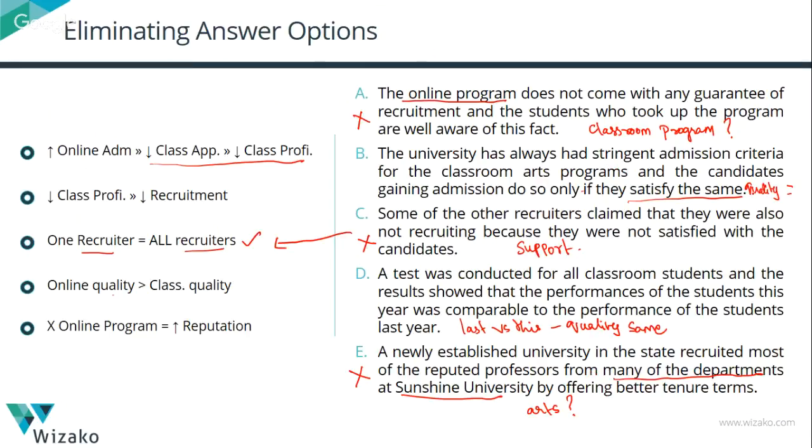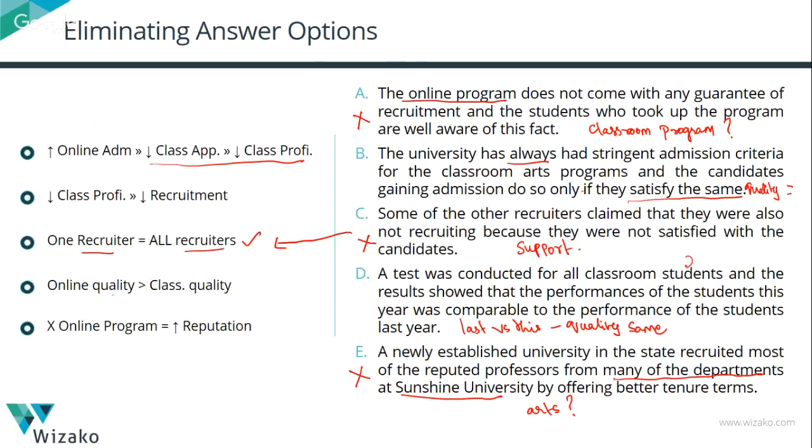B is saying quality has been the same always. And D is comparing last versus this year. Go back and take a quick look at the argument. Is it in the last year that the online program was introduced? When did Sunshine University actually introduce the online program? It only says that they recently introduced it, not necessarily last year.